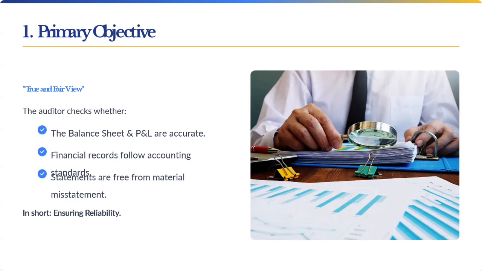I am using the words true and fair view. An auditor should not be biased in any circumstance. Let it be his family, his relative, his friend, or even a person he doesn't know, you have to be true and fair. Your bias can cause a lot of problems in the future.